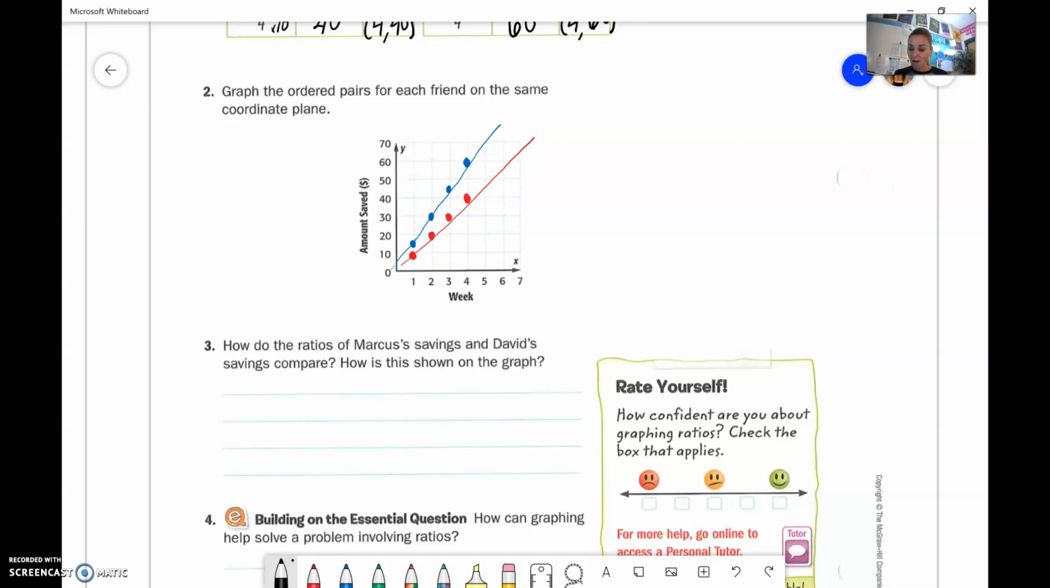Okay. So how do the ratios compare from Marcus's savings to David's savings? Obviously, David is going to spend and save more money. In the long run, he's going to save more. And you would write this in right there. You would say he is going to save more money.